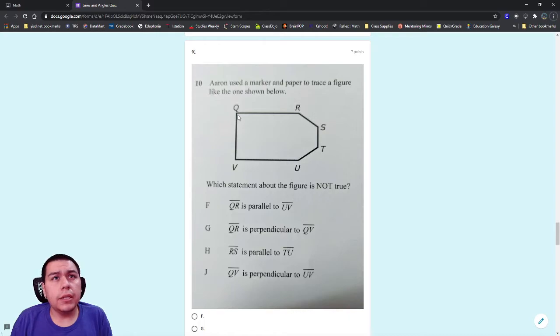G, line QR is perpendicular to line B. H, line RS is parallel to line PU. Or J, line QV is perpendicular to line UV.